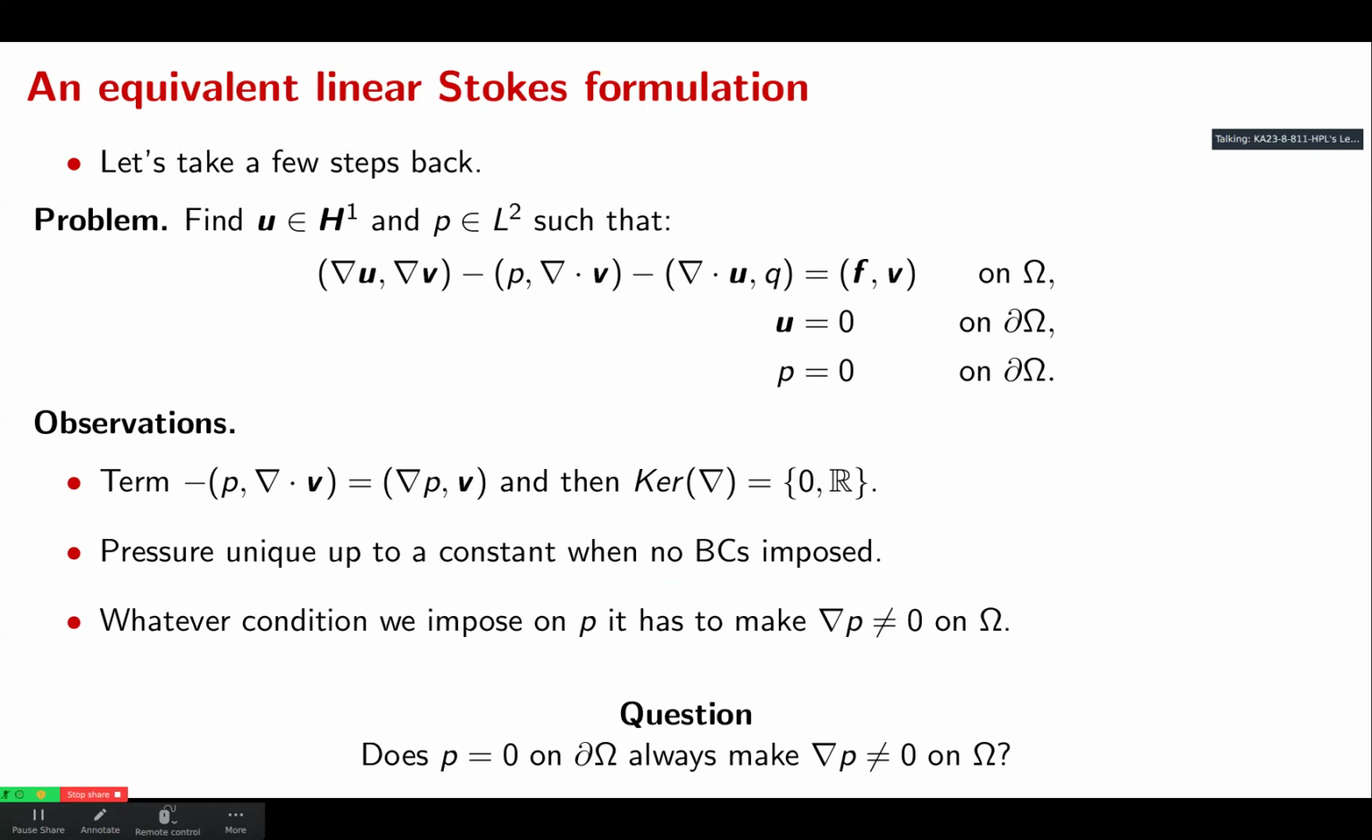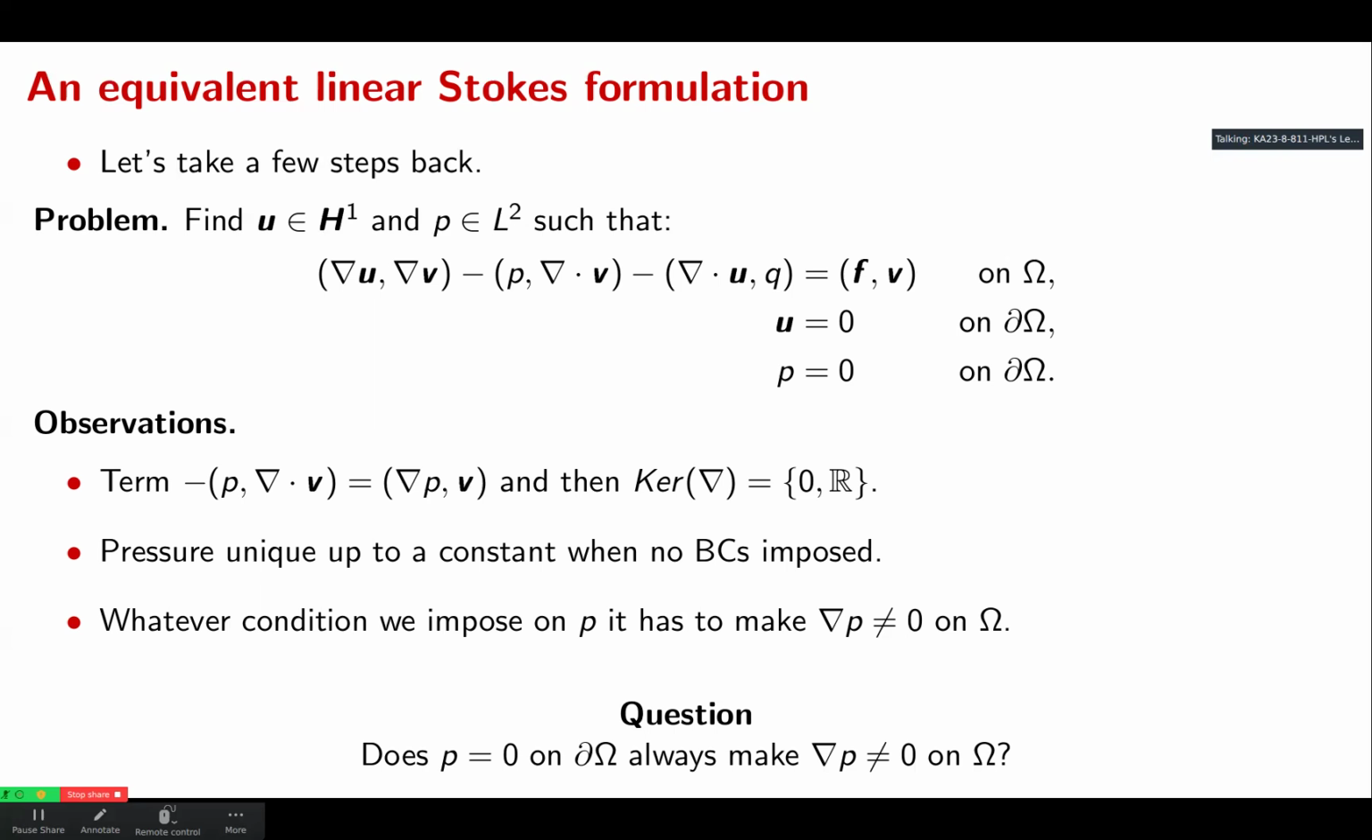The problem that we will actually look at is a linear Stokes problem, formulated like that, with homogeneous Dirichlet boundary conditions in both velocity and pressure. And we observe that this pressure term over here, with integration by parts, becomes this. We have a gradient of pressure, and then it is relevant, when determining the well-posedness of this problem, in particular focusing on the pressure part, to study the kernel of the gradient operator. So the pressure is actually unique up to a constant when no boundary conditions on the pressure are imposed.